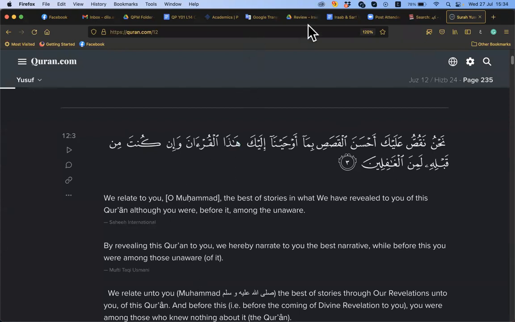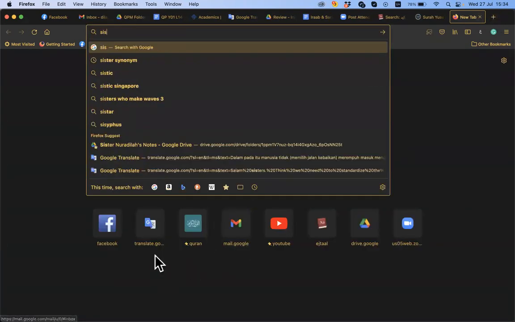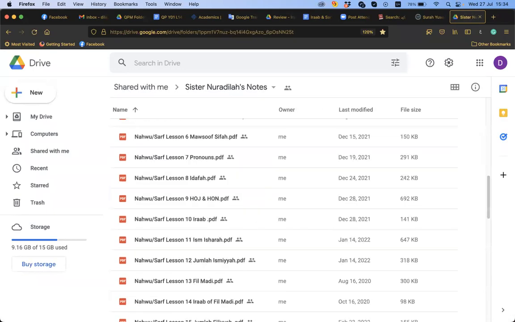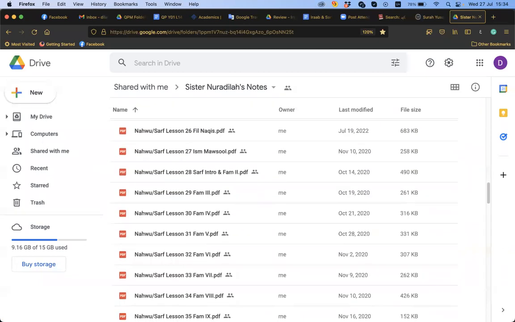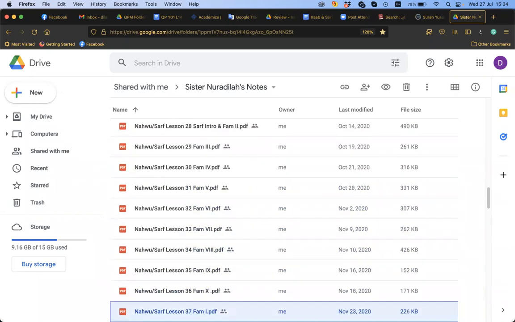For badal, we have different kinds of badal. Which kind of badal do you think this is? We have badal kul, badal ba'd, badal ishtimal. Badal ba'd. Badal ba'd means some part of it. This looks like kul to me. It also looks like kul to me, although in the i'rab it doesn't say which one.